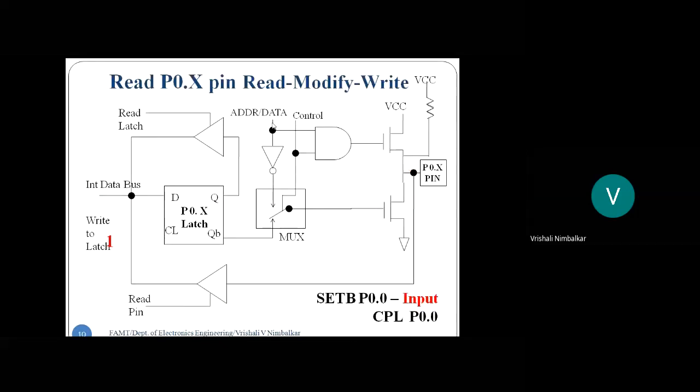Right. Now this was read pin. The next operation is read, modify, write. Okay. Now what is this? So suppose you have written an instruction, CPL P0.0, complement P0.0. So what all operations are happening with the pin? Complement P0.0: read the pin data, complement it, and send it back on P0.0. This is what you're supposed to do.